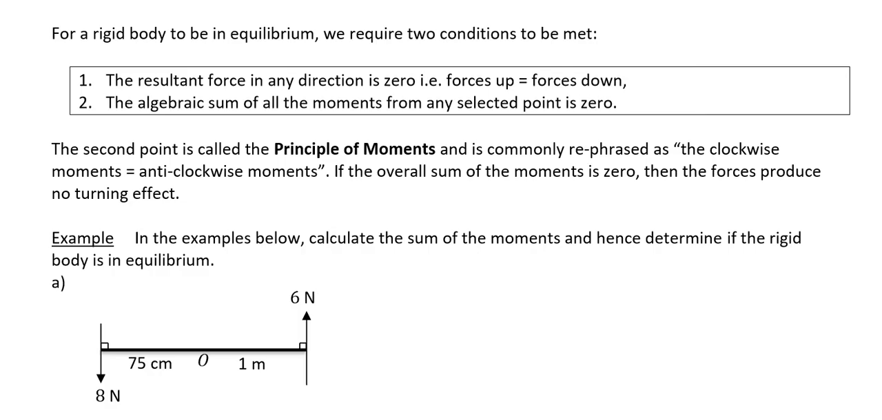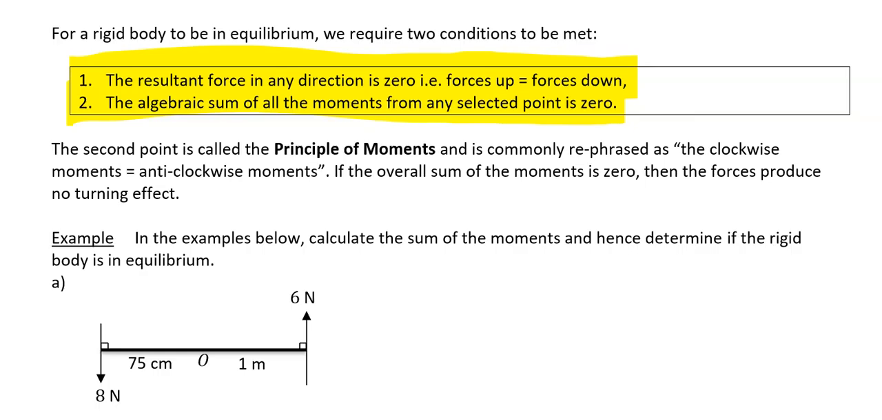Okay, next bit says for a rigid body to be in equilibrium, we require two conditions to be met. So first of all, the resultant force in any direction must be zero, i.e. the forces up equal the forces down, or the forces left equal the forces right. And also, the algebraic sum of the moments about any point is zero.